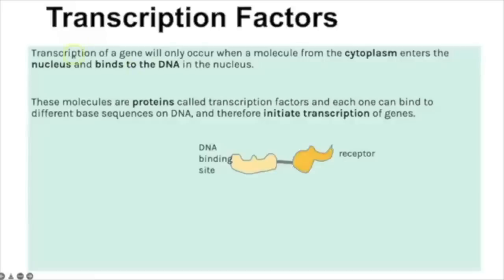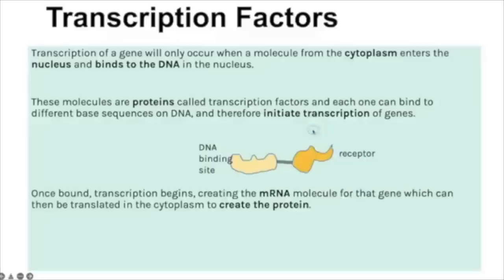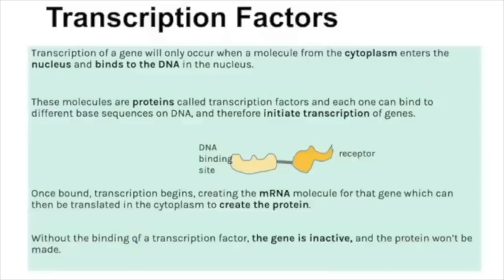So how does this work then? Transcription of a gene only occurs when a molecule from the cytoplasm enters the nucleus because it has to bind to the DNA, and the DNA is only found in the nucleus. These molecules are proteins, and each one can bind to a different base sequence on DNA, and that will be how it initiates the transcription of a gene. Once bound, that is when transcription can then begin, and mRNA is created. That is then used in translation to create the polypeptide chain. So if the transcription factor does not bind, the gene is inactive, meaning transcription won't occur and the protein won't be made. So what we can see here is a transcription factor. So we have our DNA binding site.